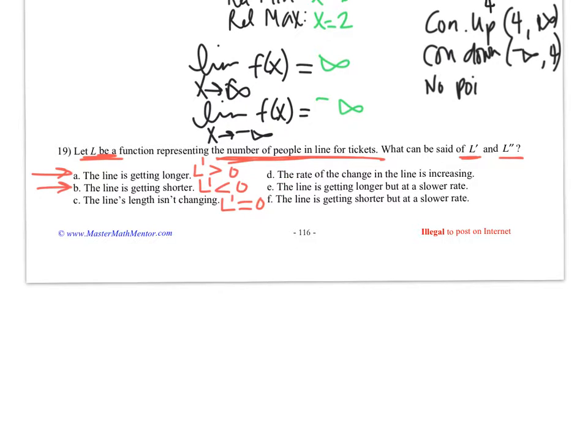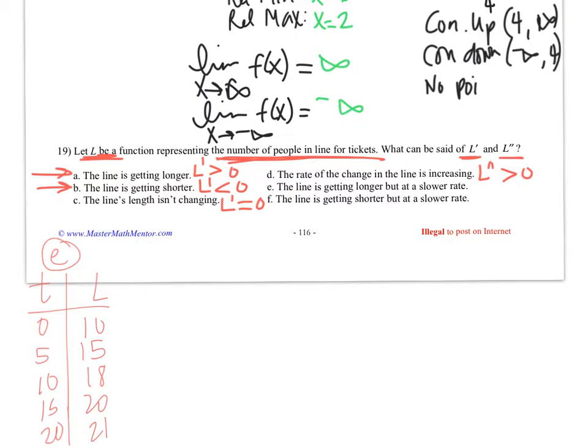The rate of change in the line is increasing. So the change of the change in the number of people is increasing. The rate of the change in the line is increasing. That's your second derivative, the derivative of the derivative, and that's positive. The change of the change in the line is increasing. Now let's talk about E.